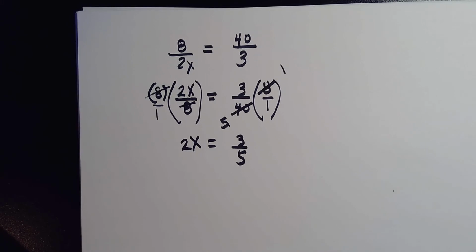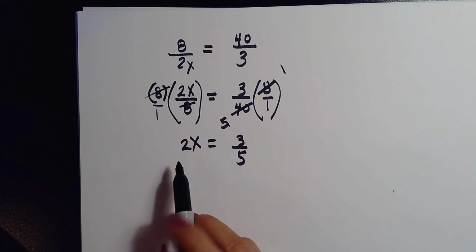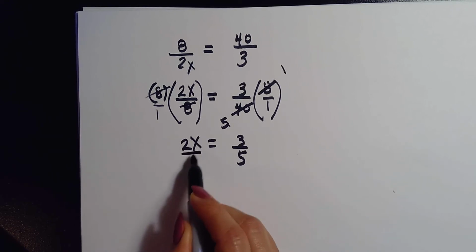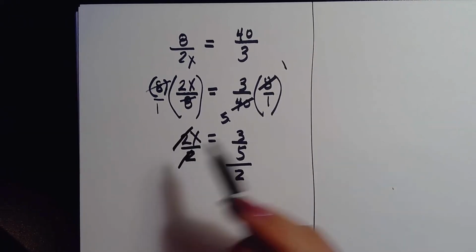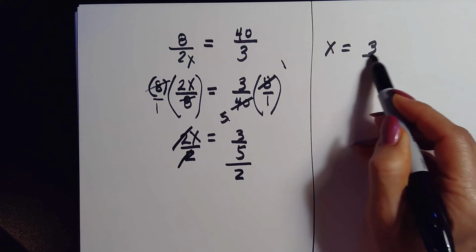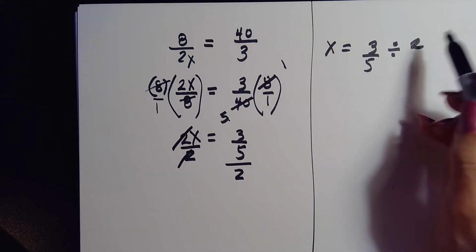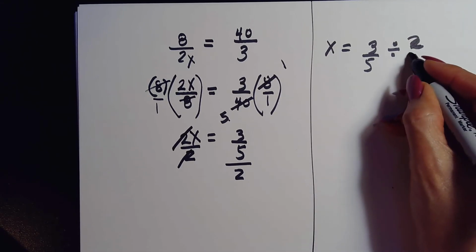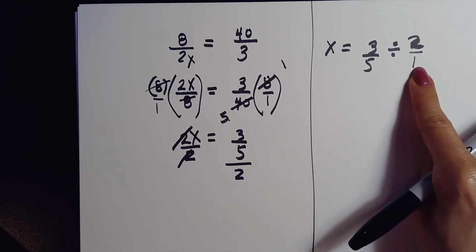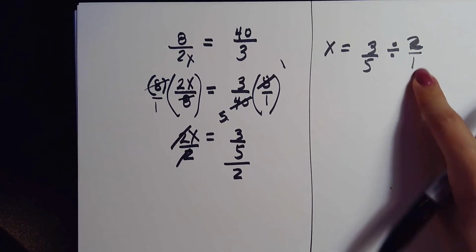Okay. Now you're going to get rid of this 2, so you're going to divide by 2. When you do that, you just divide both sides by 2, and you get rid of the 2's. You get x equals 3/5 divided by 2. Because I have a fraction, you want to write the second number as a fraction, so write 2 over 1.